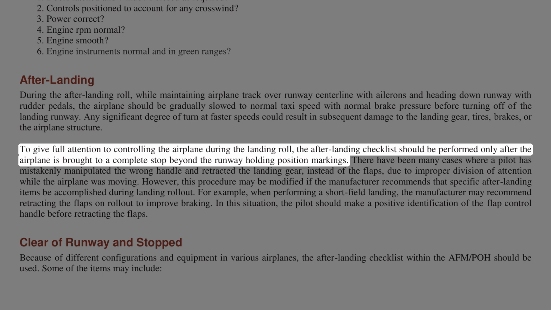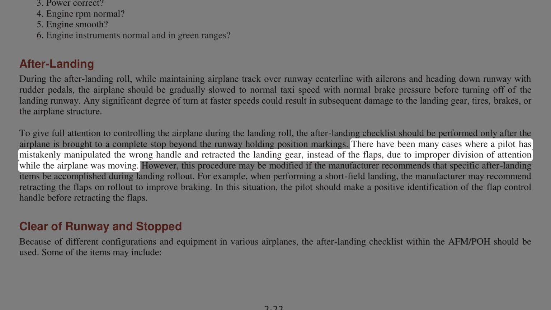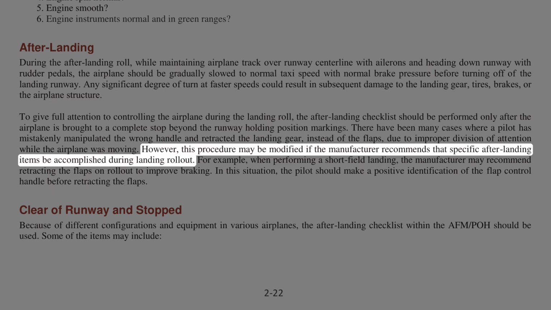To give full attention to controlling the airplane during the landing roll, the after-landing checklist should be performed only after the airplane is brought to a complete stop beyond the runway holding position markings. There have been many cases where a pilot has mistakenly manipulated the wrong handle and retracted the landing gear, instead of the flaps, due to improper division of attention while the airplane was moving. However, this procedure may be modified if the manufacturer recommends that specific after-landing items be accomplished during landing rollout.